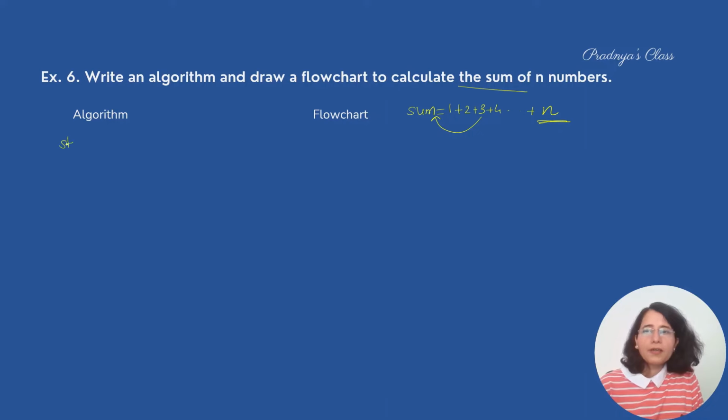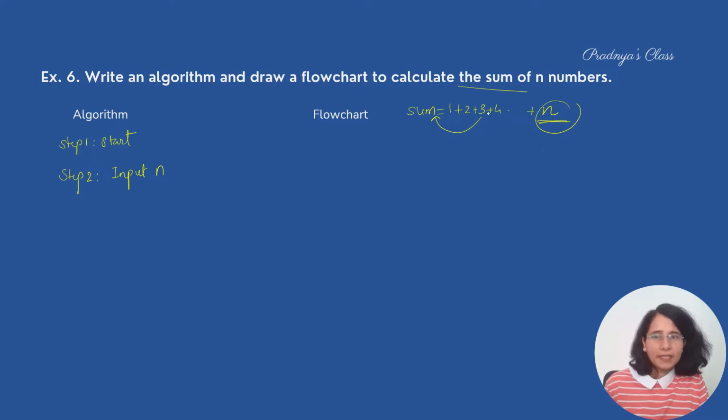Always the first step will be start. In the next step we have to take n, that is input n, because we have to decide how many terms we have to take or how many numbers we have to add here. In step 3 I am taking one variable sum and initializing it to 0. So in the beginning sum will be 0 and later we will keep on adding each number to it.